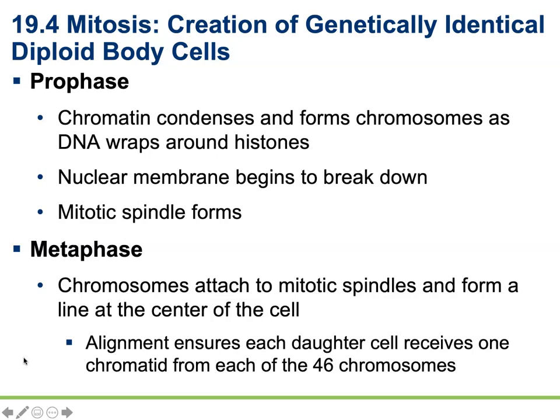This is very important. We wouldn't want one cell to get two number 1 chromosomes and the other cell to get two number 2 chromosomes. Because then one cell is going to have information on hair color and how to build feet, and the other one might have two instructions on how to make lungs and no clue on how to make feet. It's very, very important that each cell receives a complete copy, a complete full set of the chromosomes.